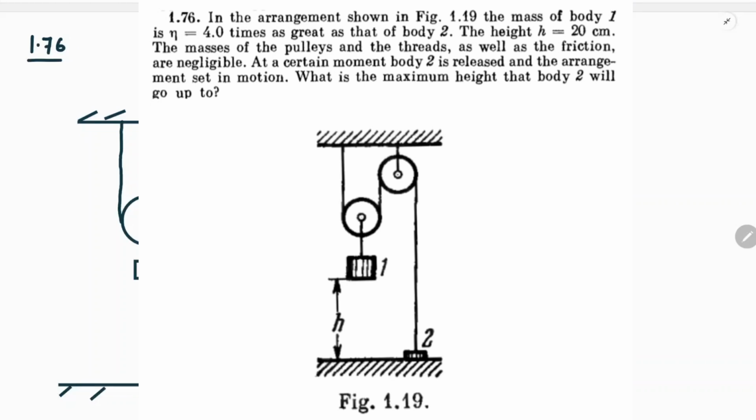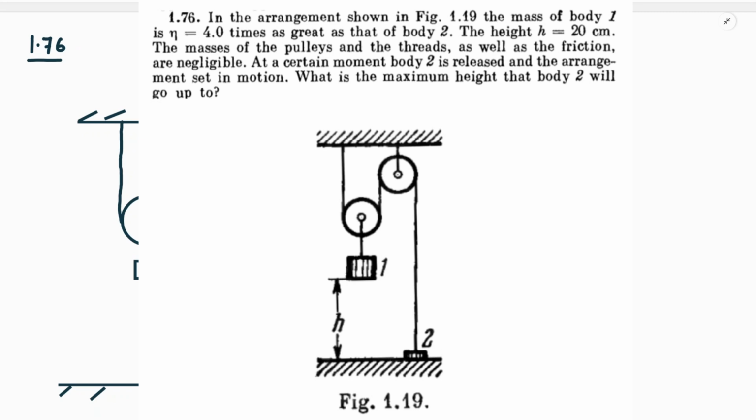So we are dealing with the first problem in the work, energy and power segment. The problem states: in the arrangement shown in the figure, the mass of body 1 is 4 times as great as that of body 2. The height h is equal to 20 centimeter. The masses of the pulleys and the threads as well as the friction are negligible. At a certain moment, body 2 is released and the arrangement is set in motion. What is the maximum height that body 2 will go up to? So this is what the problem is stating.